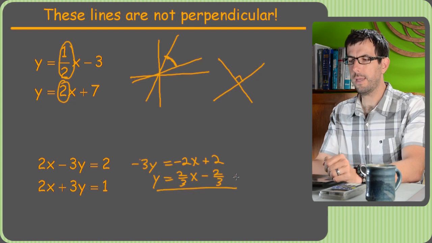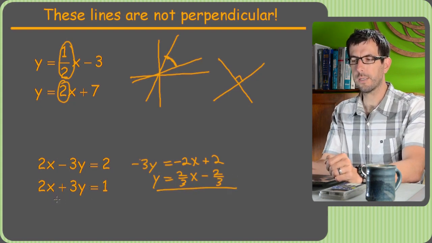So that's one line. And the other one, we're going to subtract 2x, so we get 3y equals -2x plus 1.